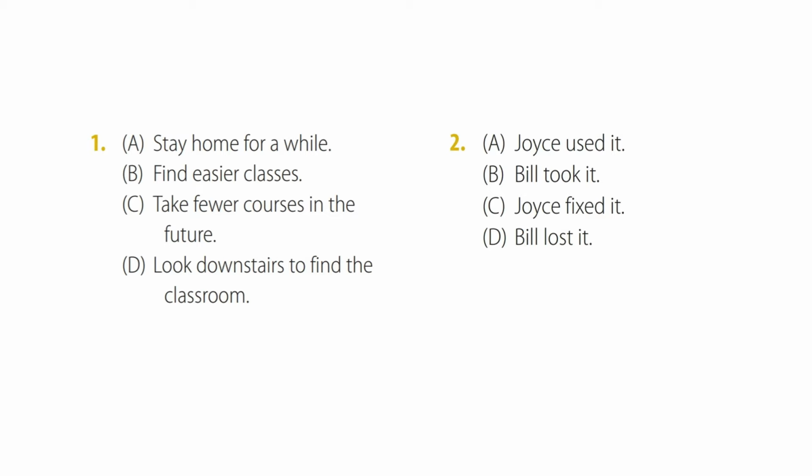Number 1. I'm taking 6 courses this semester. Maybe you should cut down next term. What does the woman suggest the man do? Number 2. Joyce, did you borrow my ruler? No, Bill did. What happened to the ruler?